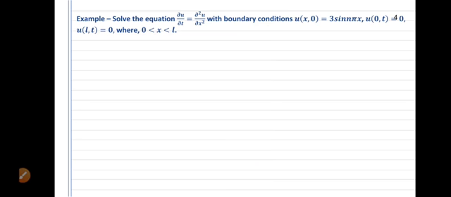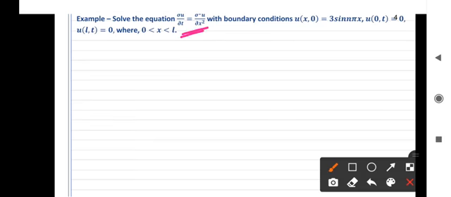Example is, solve the equation dou u by dou t is equal to dou 2u by dou x square with the boundary conditions. U of x0 is equal to 3 sin n pi x, u of 0t is equal to 0, u of lt equal to 0, where 0 less than x less than l. So here from this partial differential equation, it is clear that u is function of x and t, x is lying between 0 and l, and three conditions are given to you to solve this equation.